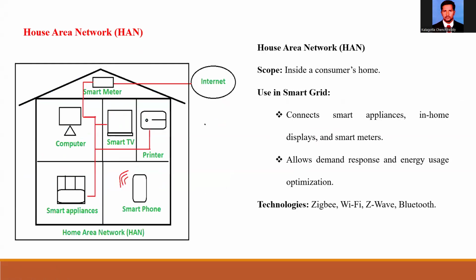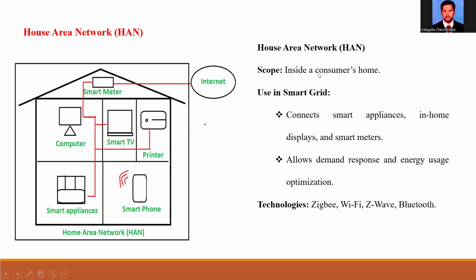Next, coming to the second one, the house area network. This is the diagram of the house area network. Here, the computer, smart TV, printers, and smartphone are all interconnected to the smart meter. The smart meter is connected to the internet. This is the house area network.